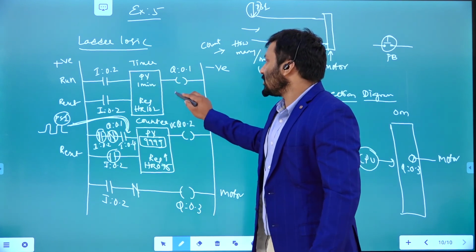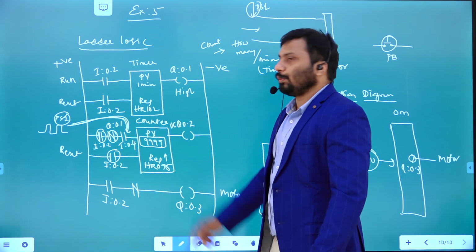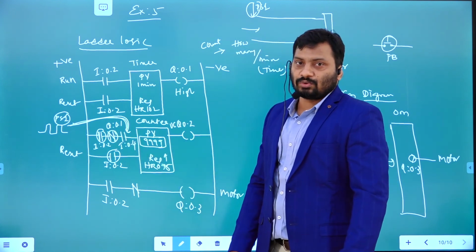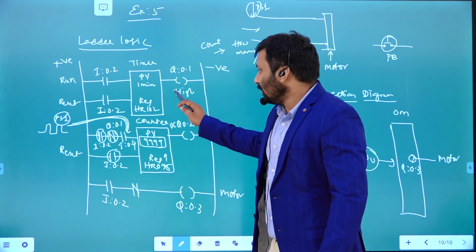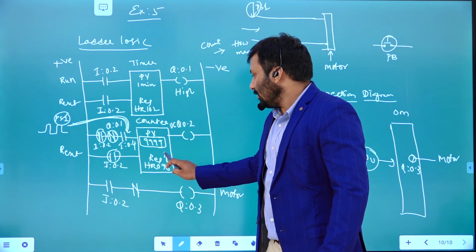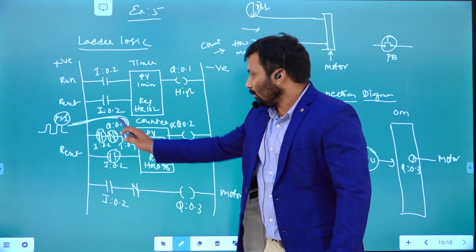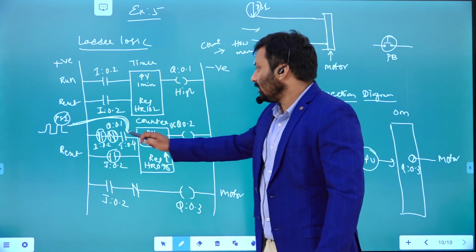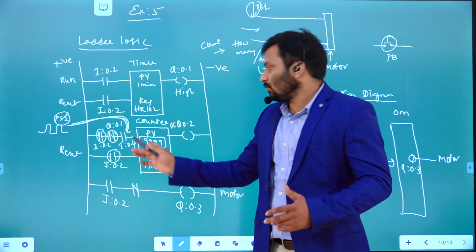After 1 minute, this output goes high, and then this is disconnected. Until it is in the low condition, it takes input pulses, and by that time it keeps incrementing. For every one pulse, this value is incremented. After 1 minute, it is going to open.